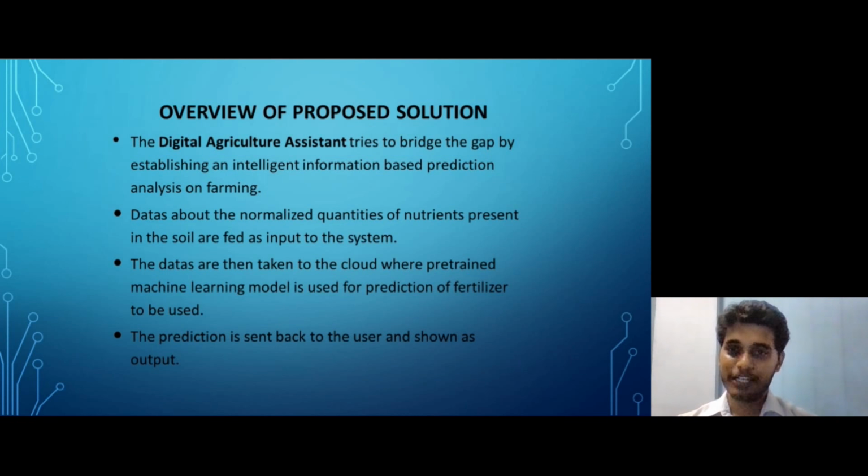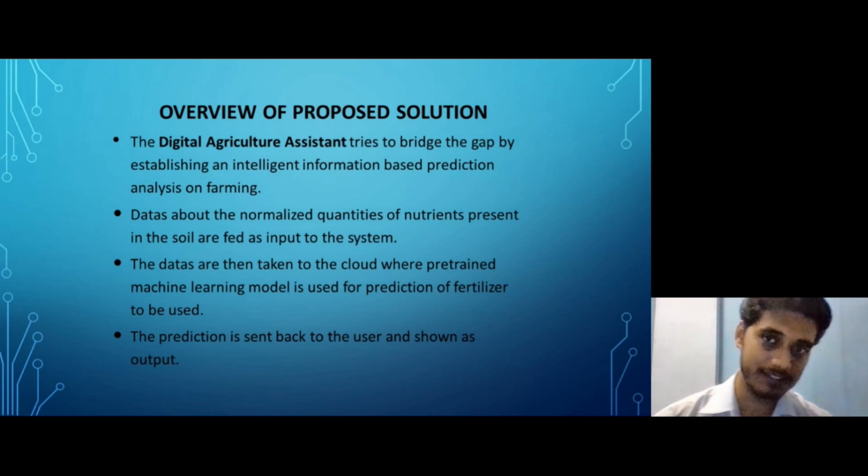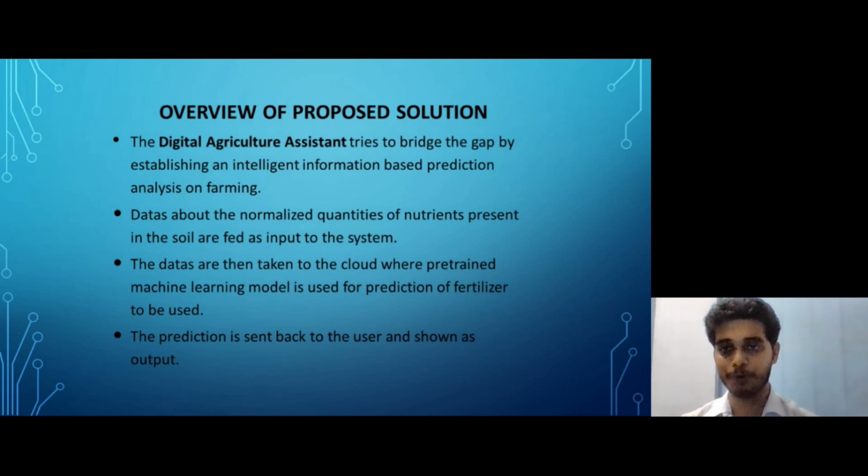Now let us take a brief overview of the proposed solution. The digital agriculture assistant that we are trying to build will bridge the gap between farmers and consultants. In this case, the digital twin will act as a fertilizer consultant in which the farmers will give input data from their soil and the model will give the output as predicted for the required fertilizer that will be needed for improving the yield of the soil.